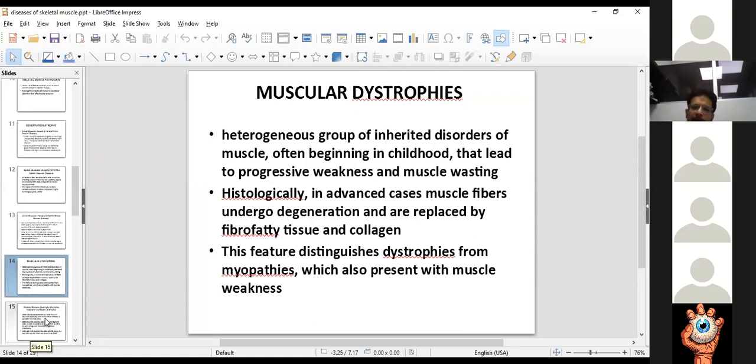And this feature helps us in distinguishing dystrophy from other myopathies because in other myopathies you will either see inflammation or you will see atrophic muscle fibers. But in this, ultimately, there's complete loss of the individual myocytes.